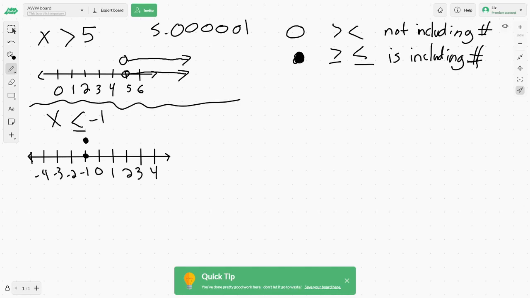Is 0 less than -1? No, it's greater than -1. Is -2 less than -1? Yes, so I'm going this direction. Let's do that nice little line thing. So we're doing everything this way, and then everything this way. So that is how you graph these inequalities on a number line.